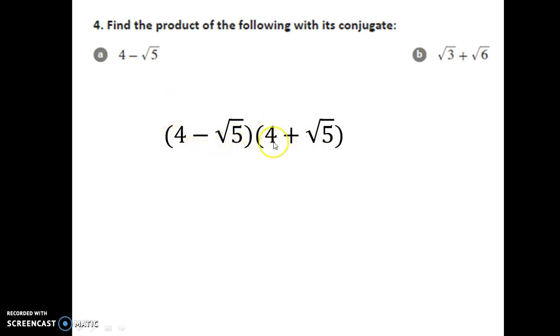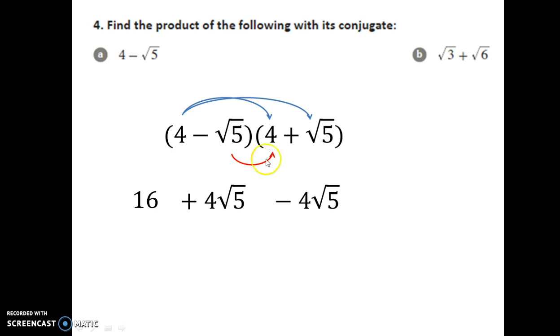So 4 times 4 is going to be first. That's 16. Then 4 times root 5, 4 root 5. Then negative root 5 times 4 is negative 4 root 5. And then negative root 5 times root 5 is negative root of 25. Does anything simplify? I think so.